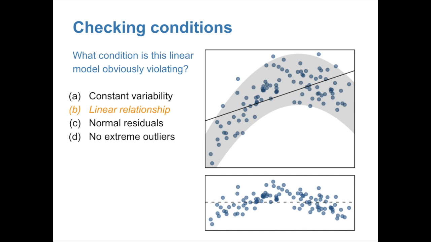If you guessed B, awesome. This certainly is not a linear relationship. It looks more curvy in nature, so it could be a cubic regression. It could be a parabolic regression.